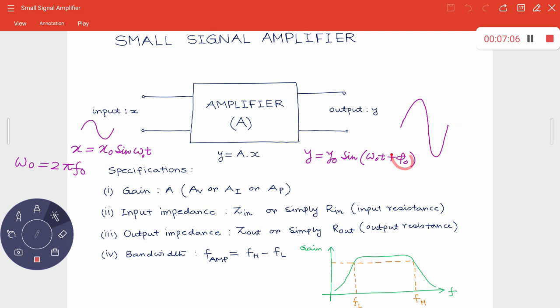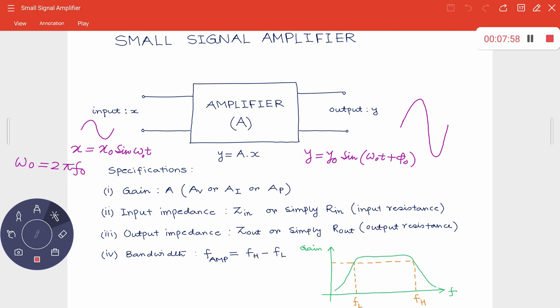Sometimes I have also included some phase factor over there, phi naught. That means there is a phase difference between the input and the output, but that doesn't make any impact on our analysis. The main point is that the input wave and the output wave must match. There should not be any distortion. If I have an input signal like a sinusoidal signal, on the output side I should also have a sinusoidal signal. Might be phase reversal or might be phase delay. That is acceptable. The nature should not be modified. Input is a sine, then output should also be a sine. Then I can say that the input is amplified.